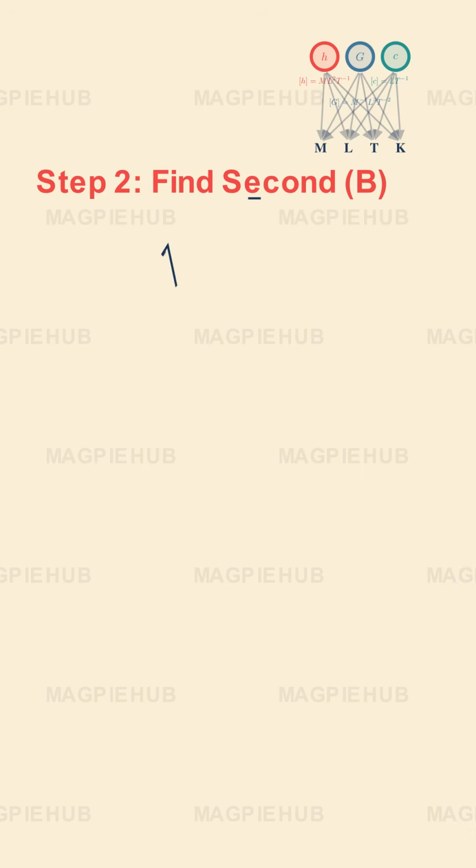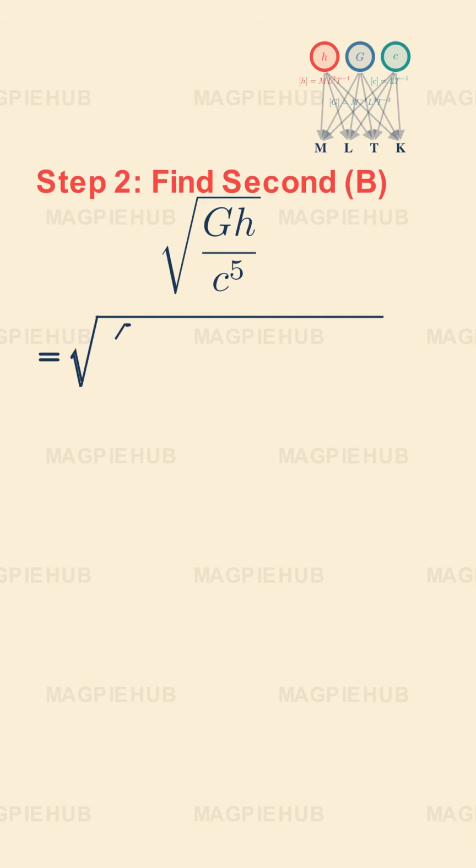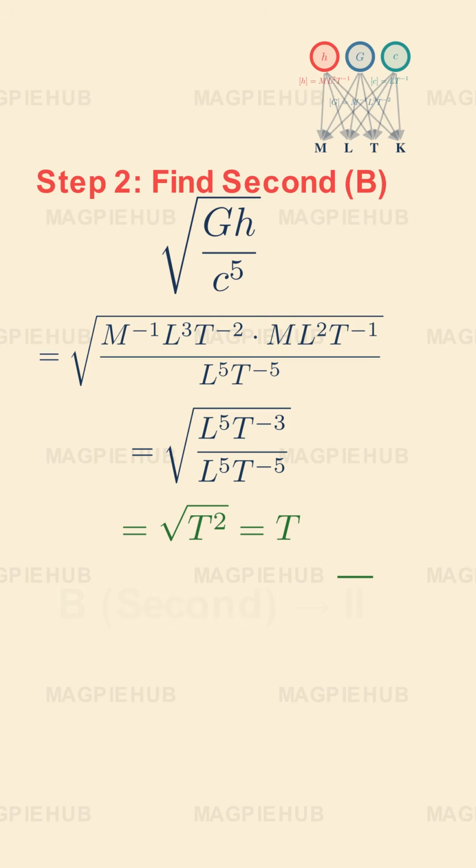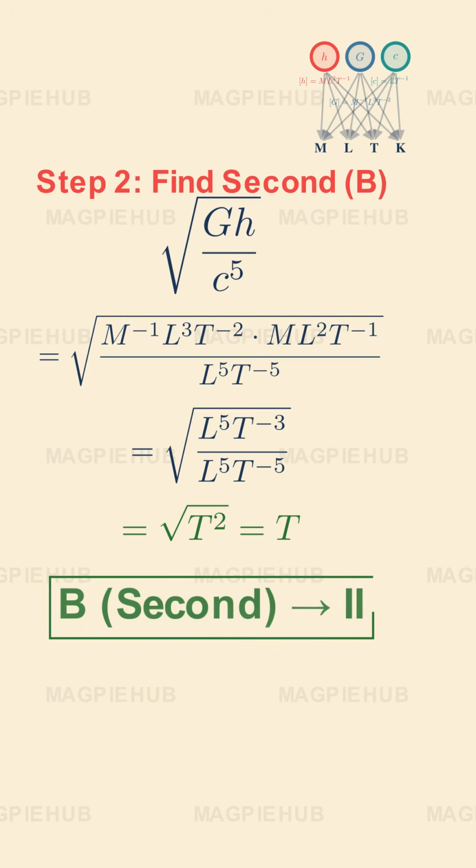Next, for second. Check option 2, square root of Gh over c to the power 5. Gh has dimensions M inverse L cubed T inverse 2 times M L squared T inverse 1, which gives L to the power 5, T inverse 3. Dividing by c to the 5, which is L to the 5 T inverse 5, we get T squared. Square root gives T, which is second. So B matches 2.